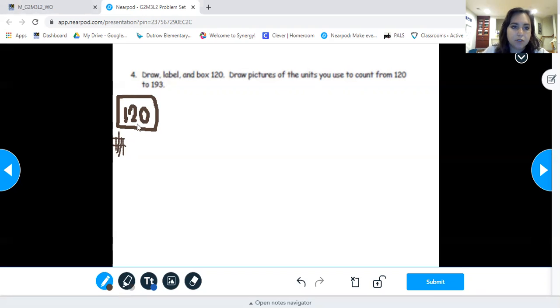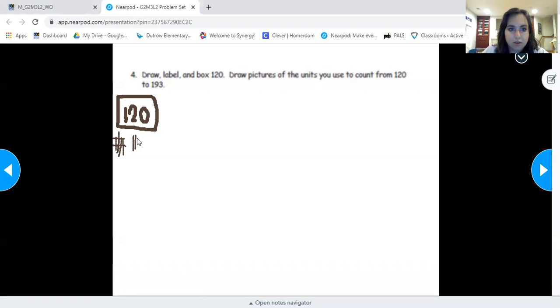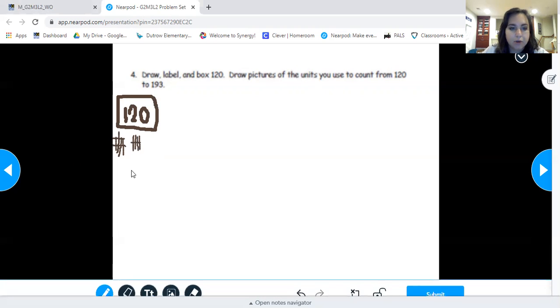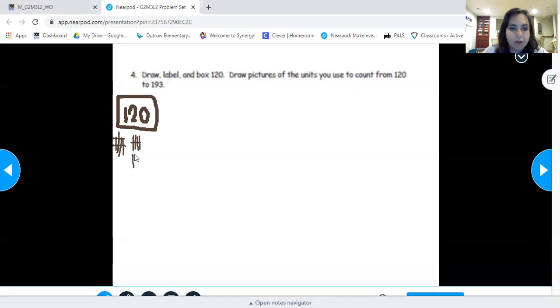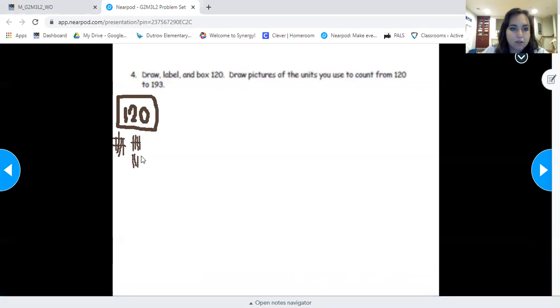How many tens are in 120? We know 20 means 2 tens, and there's a 2 in the tens place. So let's go ahead and draw our 2 tens. 1 with 1 line through it. I'm going to draw my other one right underneath it. 2.